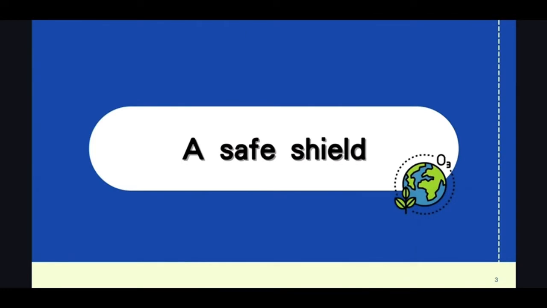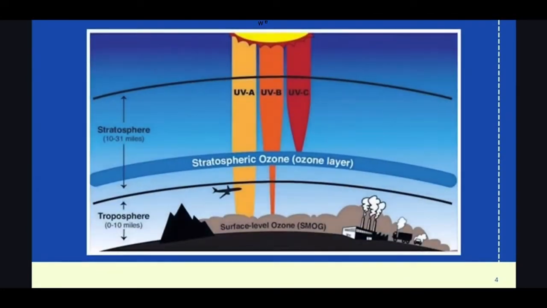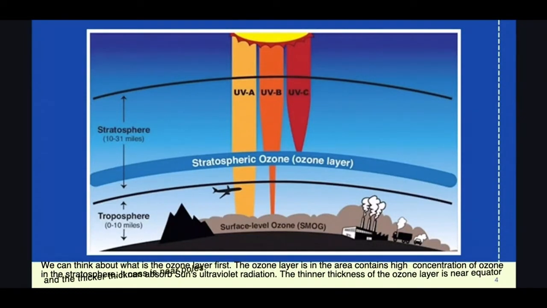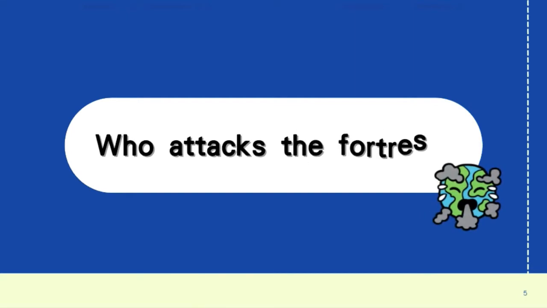A safe shield. We can think about what the ozone layer is first. The ozone layer is the area in the stratosphere that contains a high concentration of ozone. It can absorb the sun's ultraviolet radiation. The ozone layer is thinner near the equator and thicker near the poles. Who attests to these four traits?